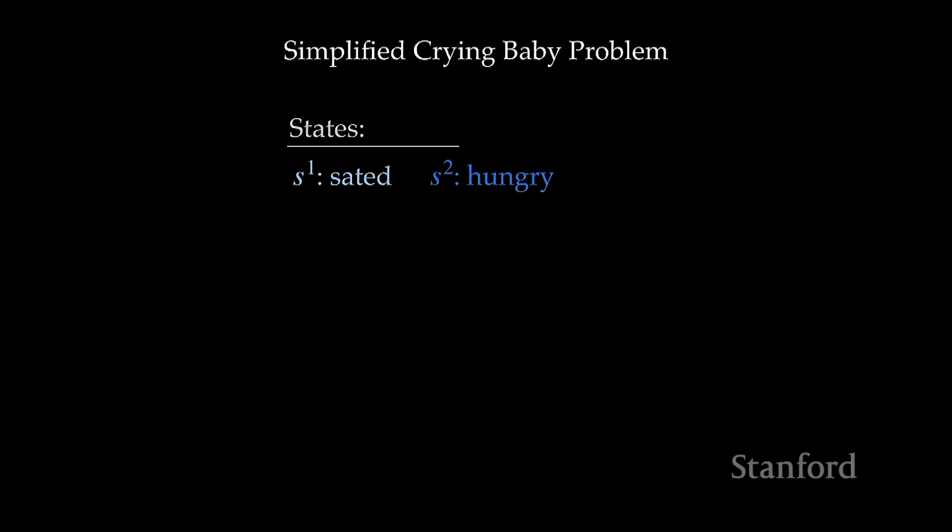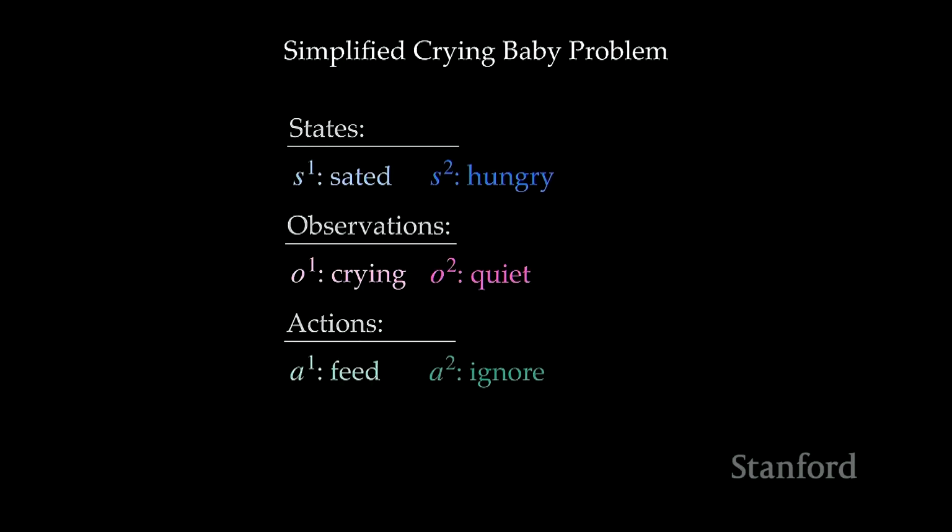Okay, so let's look at what this looks like in terms of an example. We'll use the simplified crying baby problem. So we have two states: the baby's either not hungry or hungry. Two observations. We don't get to know whether or not the baby's hungry, we just get to observe whether or not it's crying. And then two actions. We can either feed the baby or ignore it.